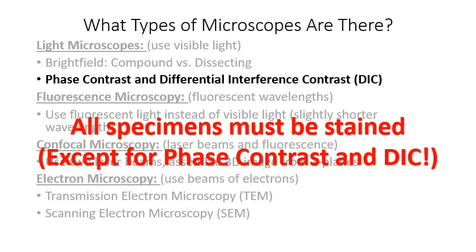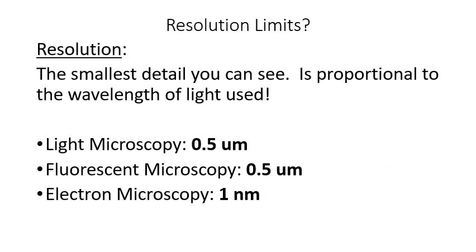Okay, so in all of these cases, the specimens have to be stained, so you can't look at live cells using any type of microscopy except the phase contrast microscope. Okay, so what is a resolution limit? The resolution of a microscope is the smallest detail that you can see, and it's generally proportional to the wavelength of light that you use to illuminate the specimen.